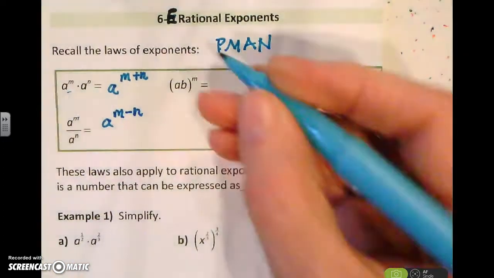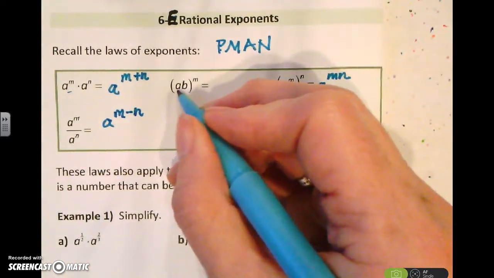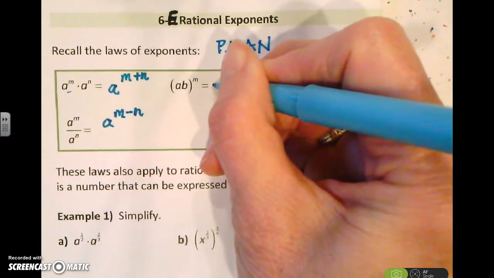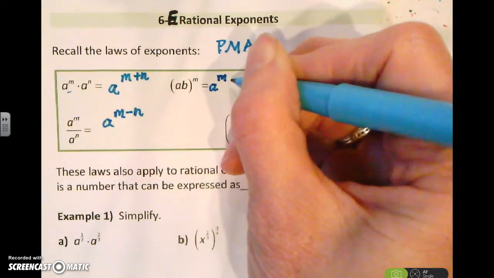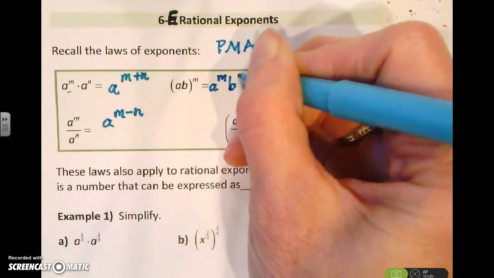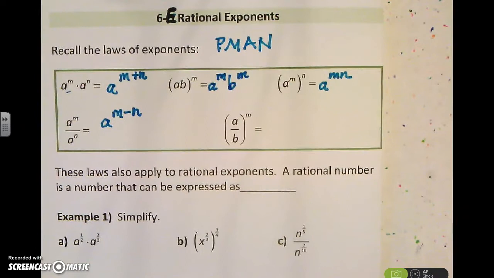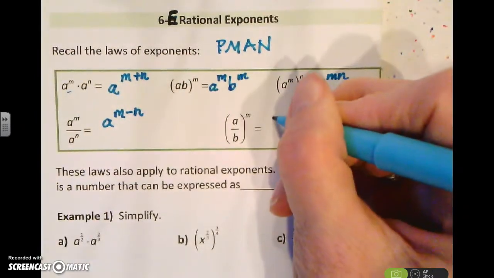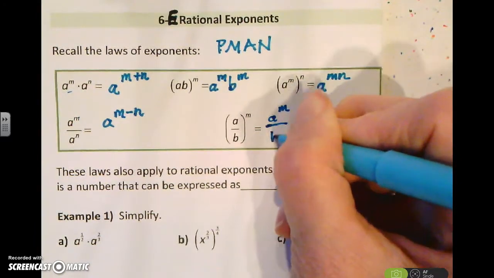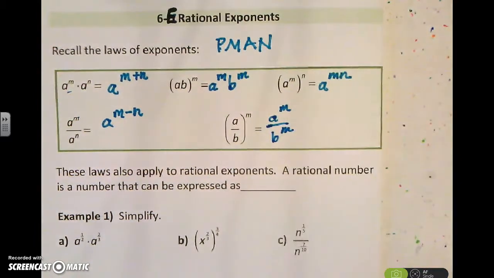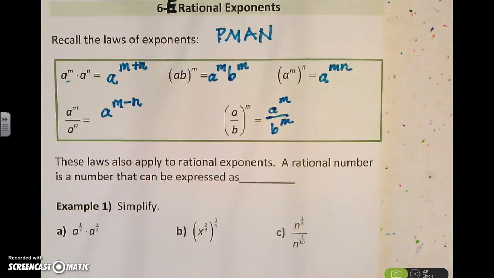If we have this ab to the m power, if this is multiplied, we can take each factor and raise it separately to the mth power. Same thing with a quotient. We can raise the numerator to the m power and the denominator to the m power. So, a quick review of those.